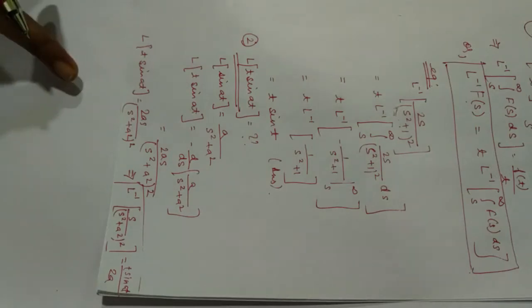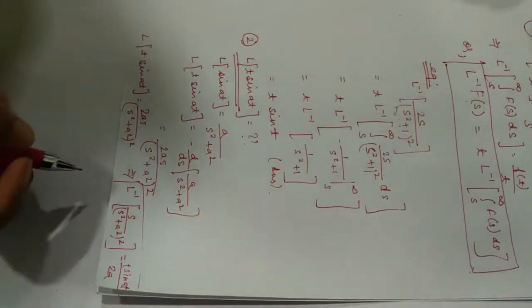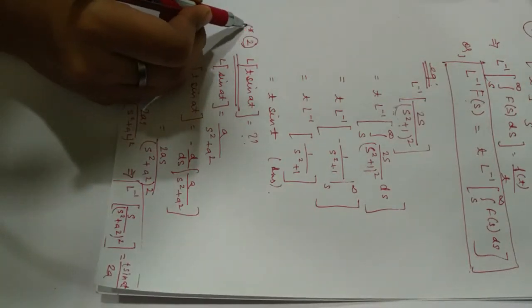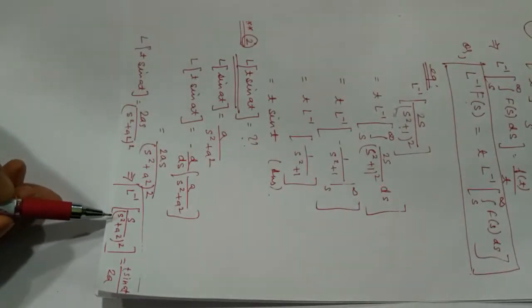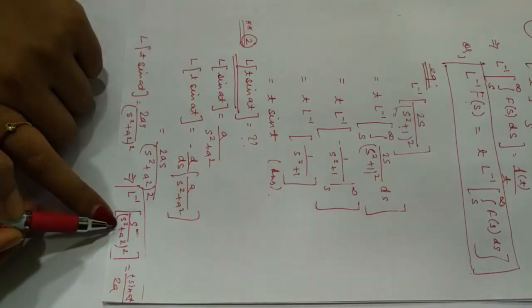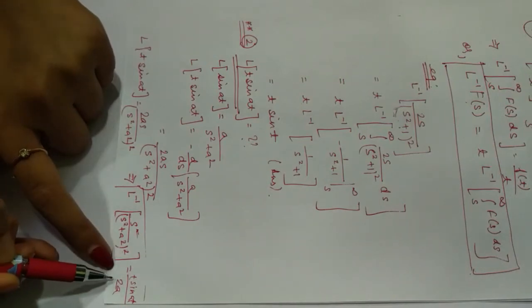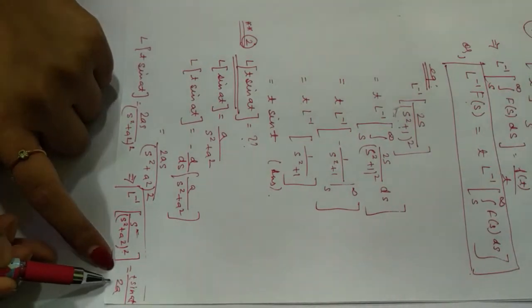See, we did not even require any new formula, but you can memorize this as a formula. If you encounter forms like this, where you have s in the numerator and (s square plus a square) whole square in the denominator, you immediately know the inverse Laplace is t sine at by 2a.